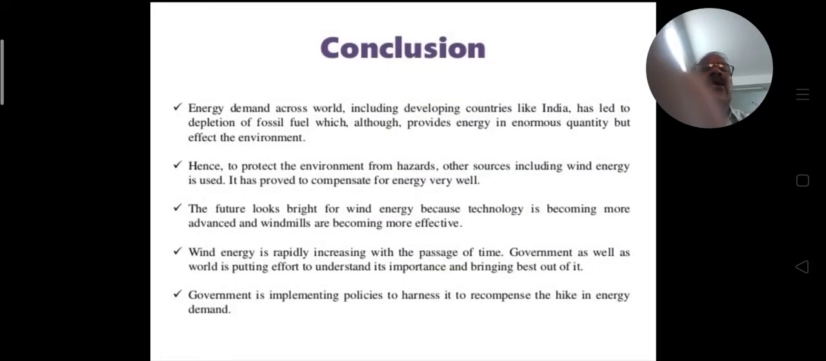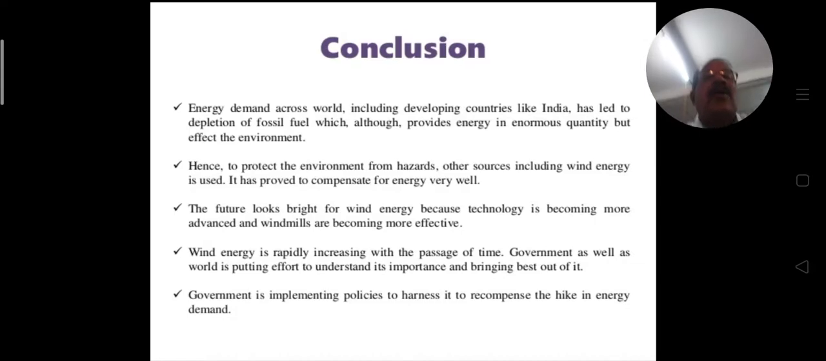And the conclusions: energy demand across the world, including developing countries like India, has led to deposit of fossil fuel, which although provides energy in enormous quantity, affects the environment. Hence, to protect the environment from the hazards, other sources including wind energy are used. It has proved to compensate for energy very well.